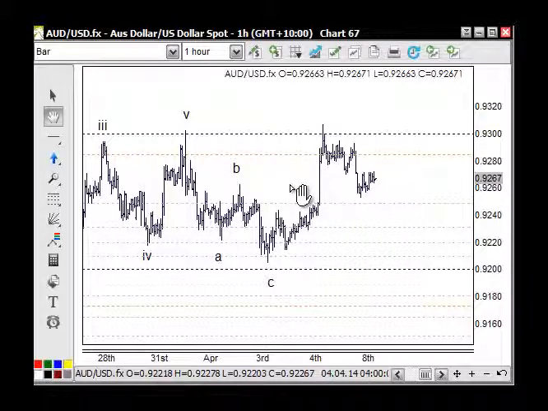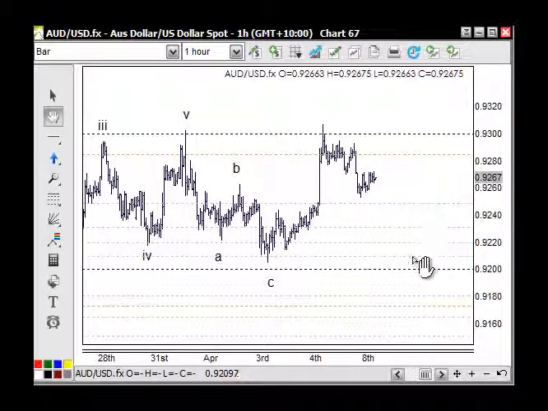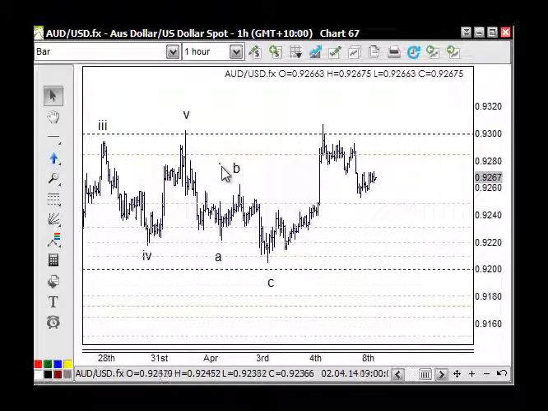If that's not the case, then we would need to look at this as an A wave here, a B wave here, and a C wave over here. So it would just become a larger structure across here, an A and a C wave over here.